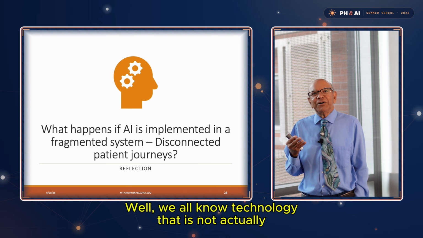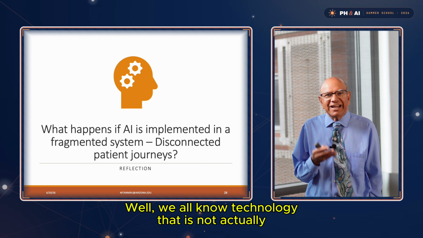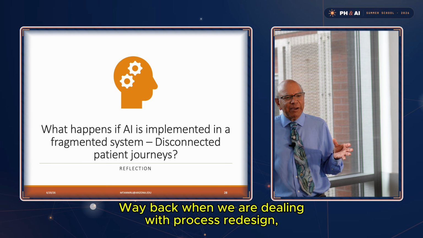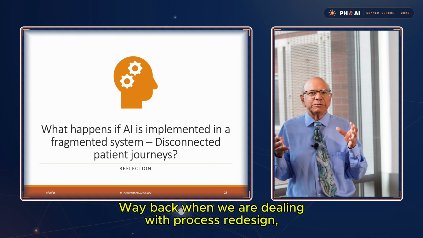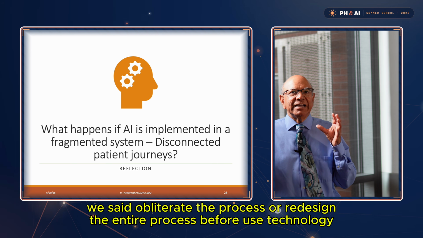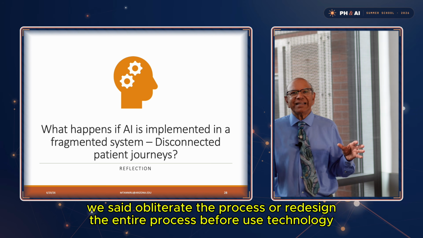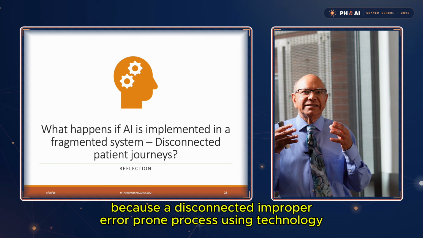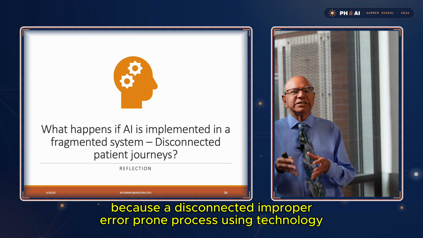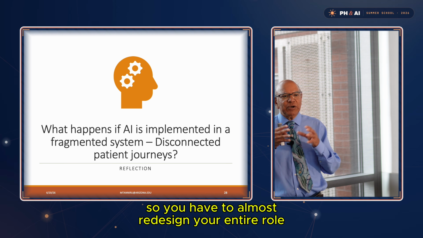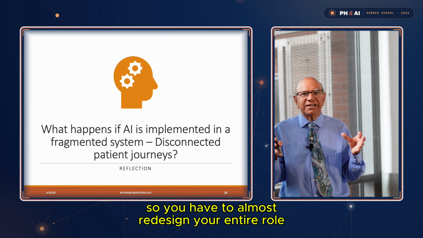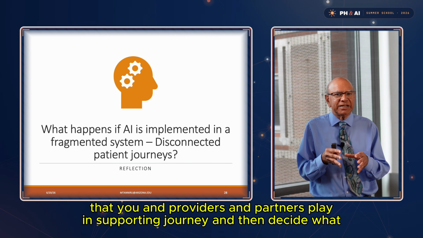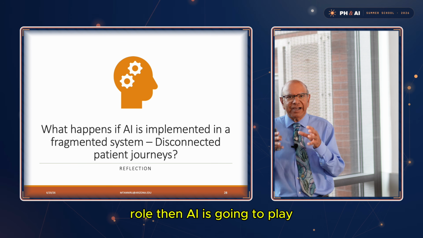Well, we all know technology that is not actually designed properly can lead to more problems. Way back when we were dealing with process redesign, we said obliterate the process or redesign the entire process before you use technology, because a disconnected, improper, error-prone process using technology is not going to help. So you have to almost redesign your entire role that you and providers and partners play in supporting the journey, and then decide what role AI is going to play.